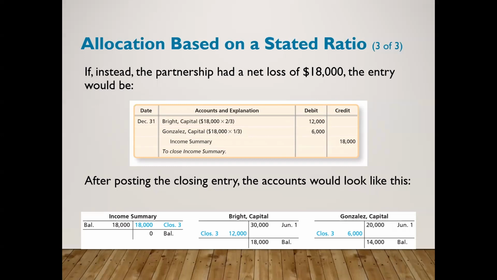So that $12,000 would be a debit to Bright Capital. And then you would multiply $18,000 times 1/3, which will give you $6,000. And that would be a debit to Gonzalez Capital. So it would be a debit of $12,000 to Bright Capital, a $6,000 debit to Gonzalez, and a credit of $18,000 to income summary.